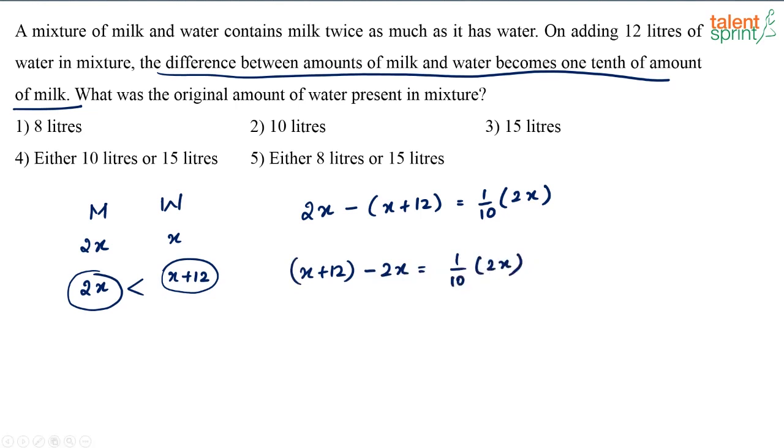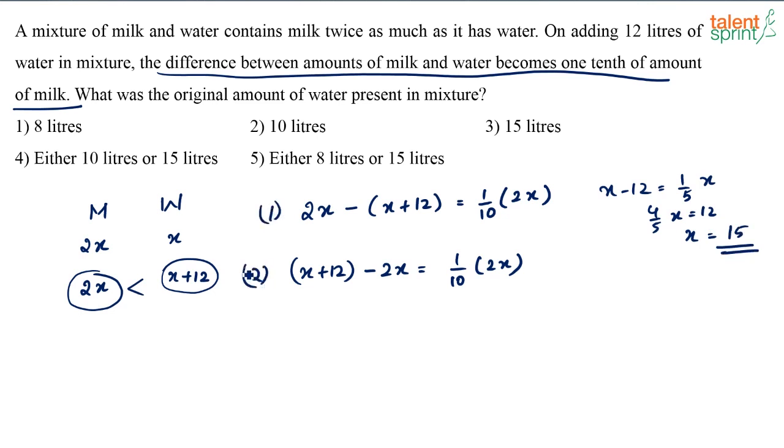So you have two possibilities here, right? So what will be your answer? When you solve this, what do you get? You get x minus 12 is equal to 1/5 x, or if you take this to the other side you will have 4/5 x equal to 12, or when you solve this you will get x is equal to 15. So this is one possibility, right?